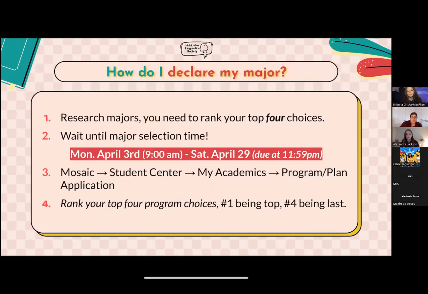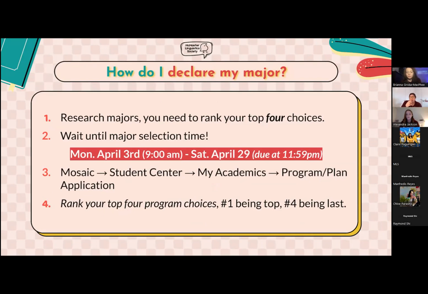As for declaring your major, the way that the major selection process works is that you will rank your top 4 choices. You'll research your majors, you can choose whatever you want depending on if you actually meet the requirements. And you'll rate your top 4 choices. So we wait until major selection time, which this year is going to be starting Monday, April 3rd. Major selection time this year opens Monday, April 3rd at 9 a.m. and it'll close Saturday, April 29th at 11:59 p.m.